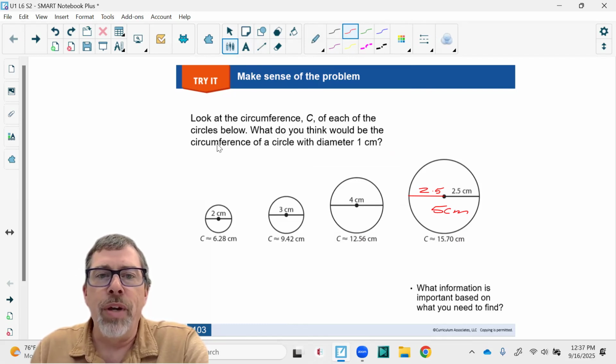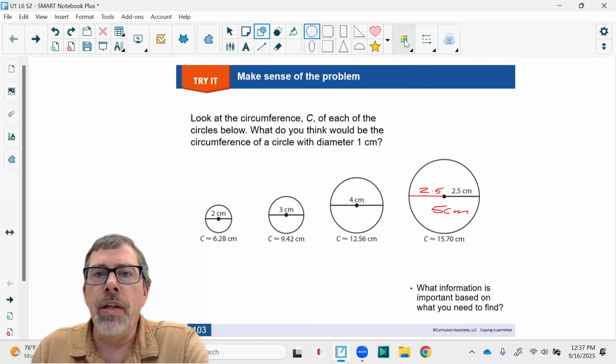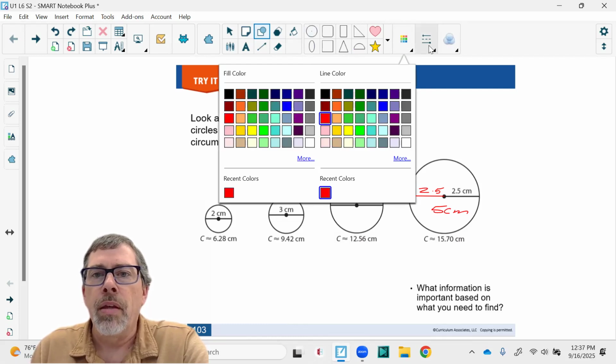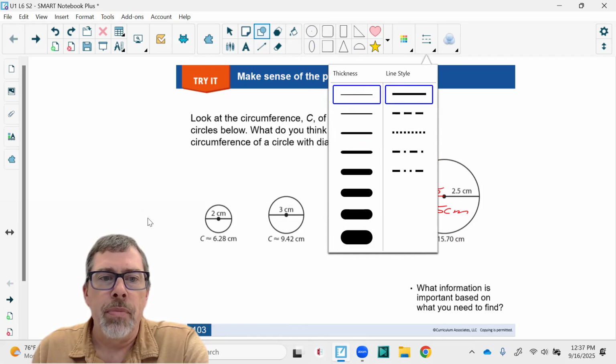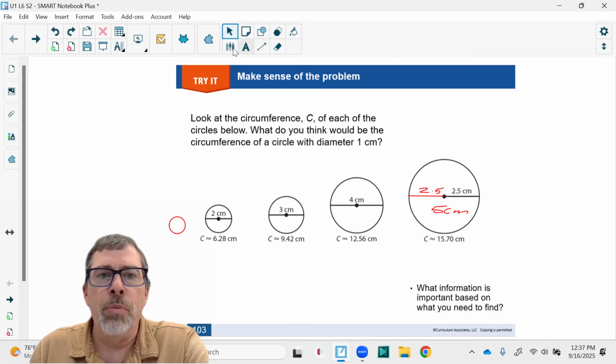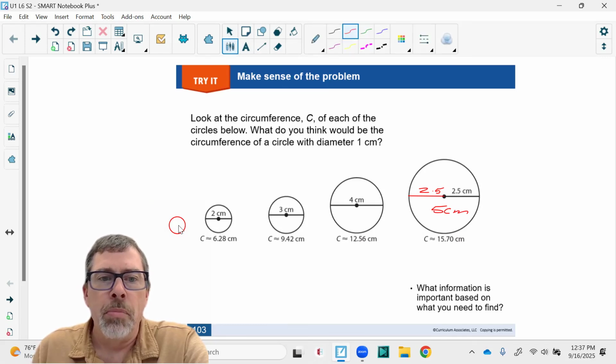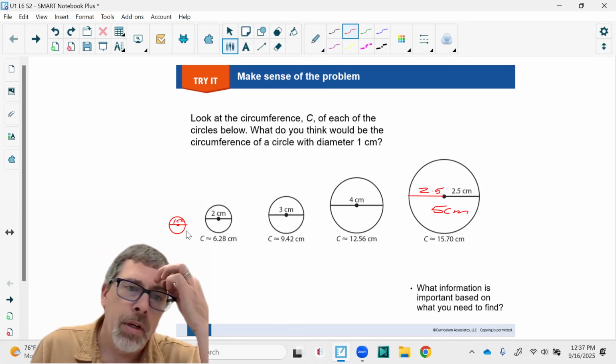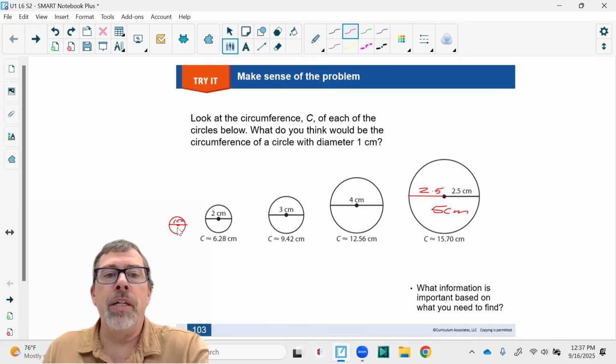Now they're saying if we had another circle with a radius of 1, it might be about that size. So here's a circle. I won't be able to draw inside this because it's pretty small, but if there was a dot here and a line through it, and it says, look at the circumference C of each of the circles below. What do you think would be the circumference of a circle with a diameter of 1 cm? What do you think the circumference would be of this?